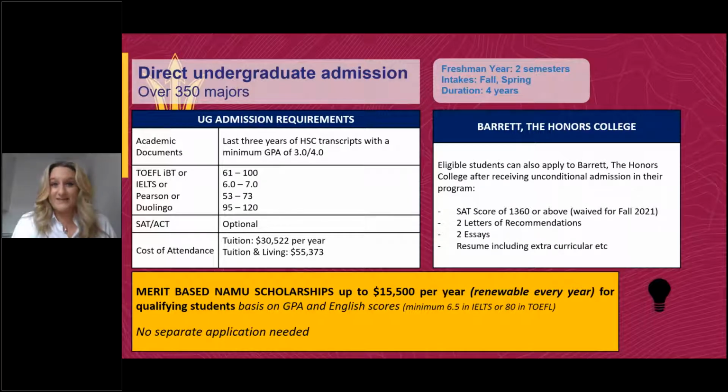Now, with that being said, ASU does offer merit-based scholarships. There's not a separate application needed for the undergraduate students. It is awarded up to $15,500 per year. And it's renewable as long as you meet the renewable criteria, which is typically a GPA, and maintaining full-time enrollment, that type of status that you would need to maintain. Again, no separate application is required for this.